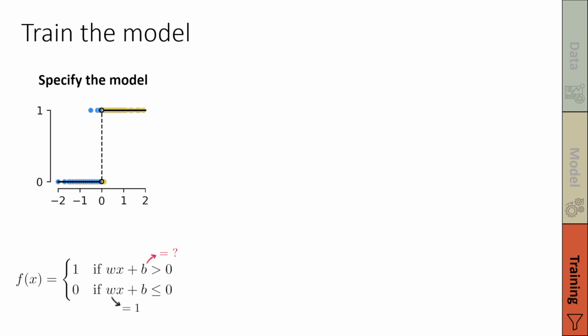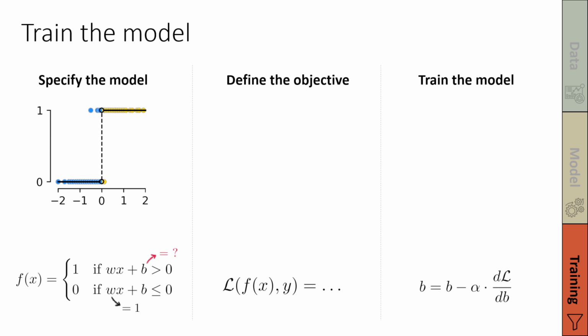All right, so far we have specified our model, and the only parameter we need to learn is the bias parameter B. And now we are ready to define the loss function and then use gradient descent to find the best value for our model parameter. So let's try to come up with a reasonable loss function.